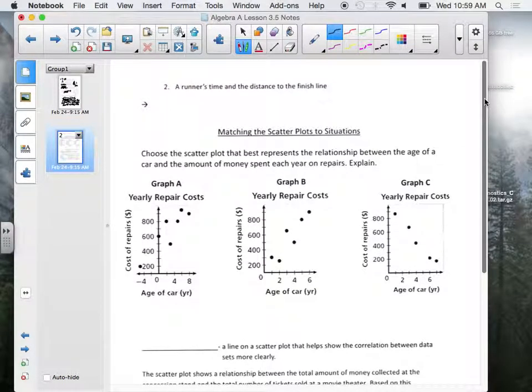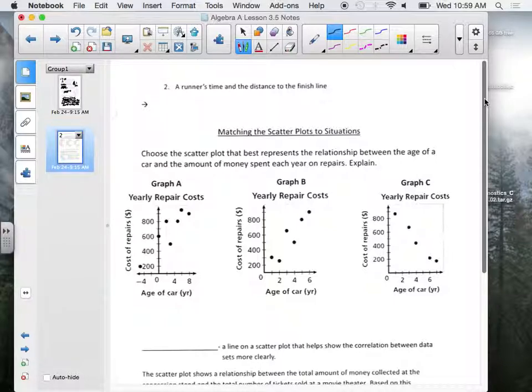Another example: runner's time and distance to the finish line. Negative? Why is that, Julia? Because as they run faster, they get closer to the line, so the distance is decreasing.